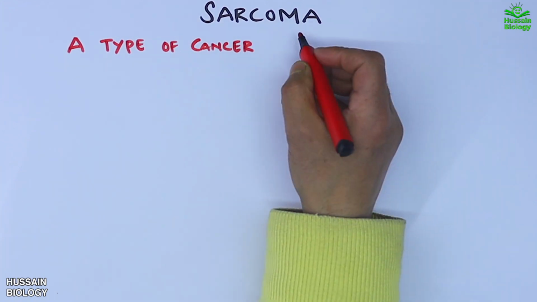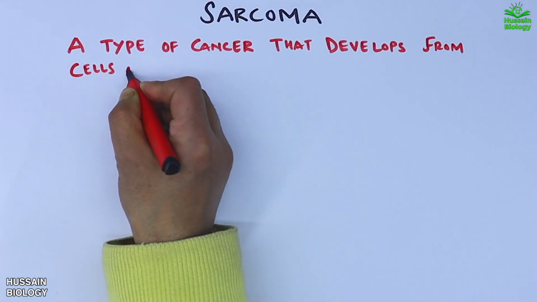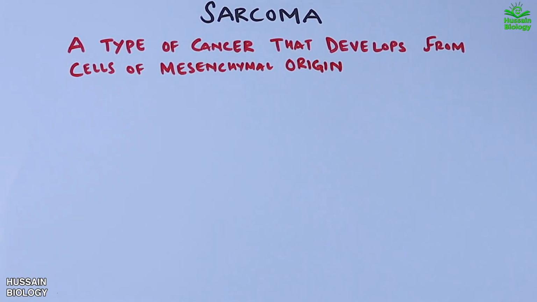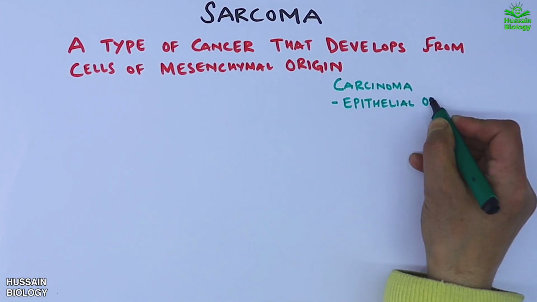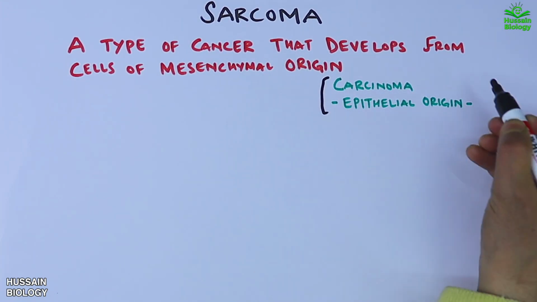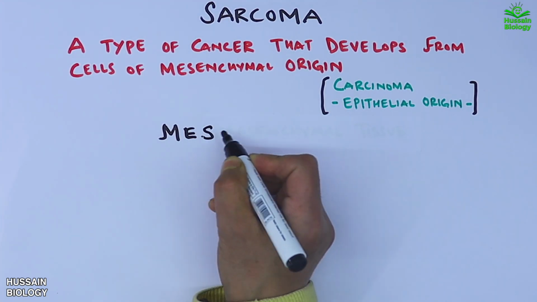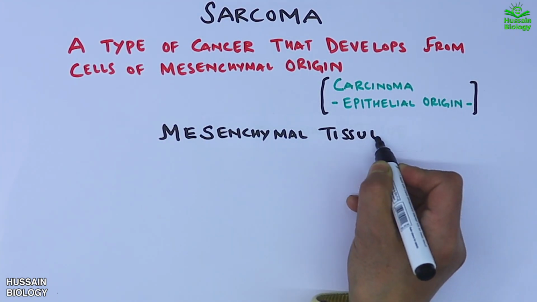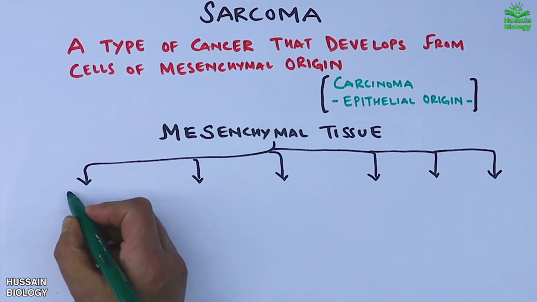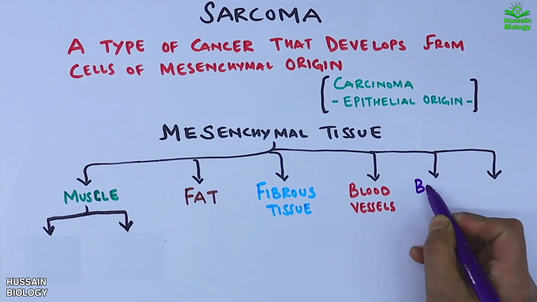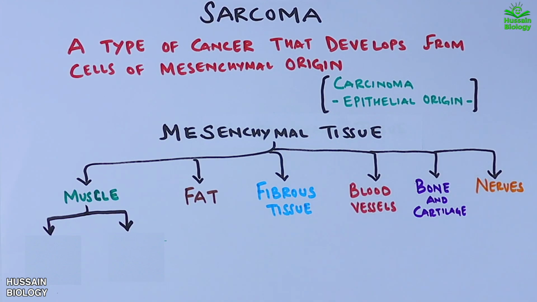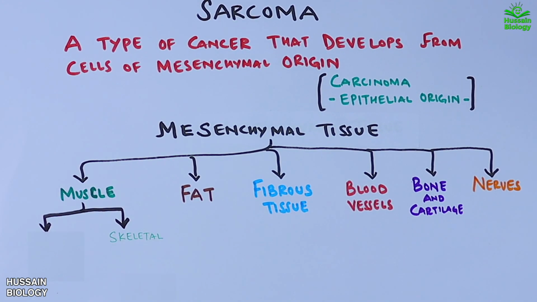Sarcoma is a type of cancer that develops from the cells of mesenchymal origin. In the same way, we have carcinoma, which has epithelial origin. The sarcoma that develops from mesenchymal tissue has various types from different tissues, like we have muscle tissue, fat tissue, fibrous tissue, blood vessels, bone and cartilage, and nerves. The muscle tissue has further skeletal and smooth muscle.